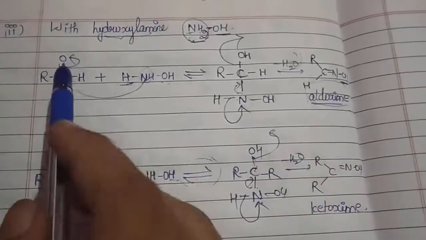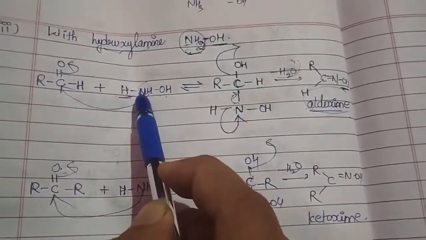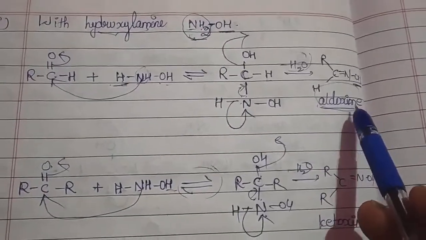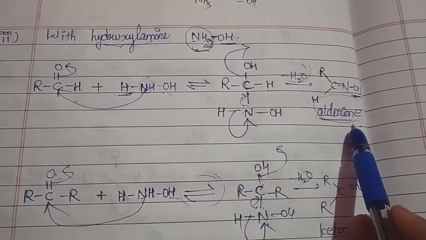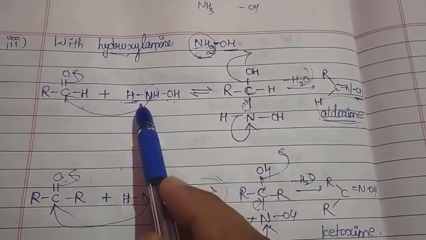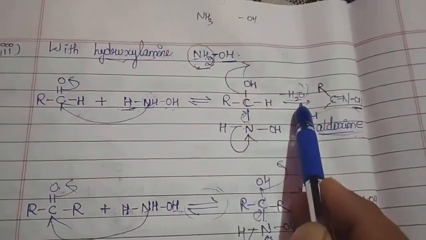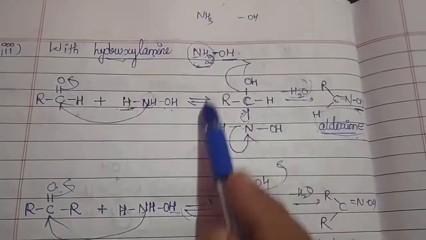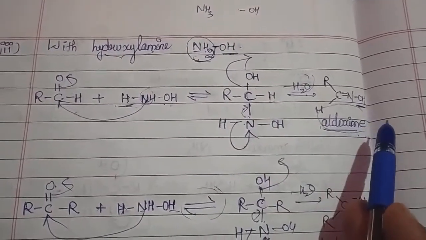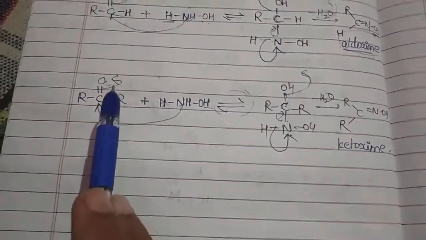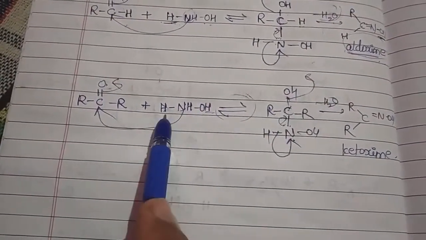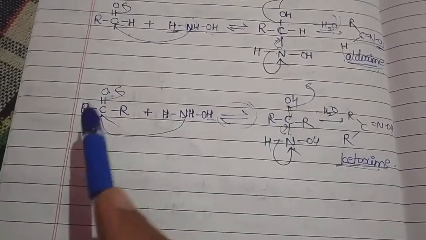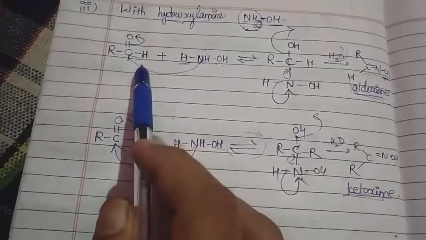So whenever an aldehyde is treated with hydroxylamine, the final nucleophilic addition product you get is aldoxime. Aldehyde gives you aldoxime when treated with hydroxylamine followed by dehydration. Very important: first you get an intermediate, and on dehydration you get your aldoxime. Similarly, when ketones are treated with hydroxylamine followed by dehydration, it gives ketoxime. Ketone gives ketoxime, aldehyde gives aldoxime.